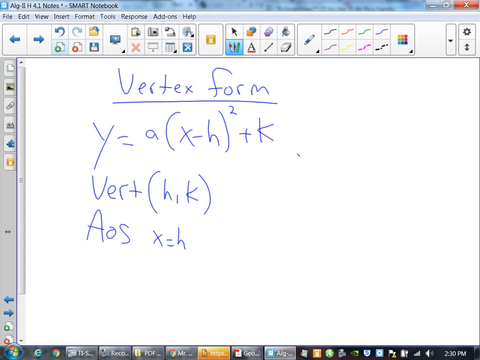If you have an equation y equals negative 2 times (x plus 3) quantity squared minus 4, where's my vertex? Negative 3, 4, very good. Remember, it's always the opposite sign of the h. Since it's x plus 3, that meant it had to be x minus the 3, negative 3.